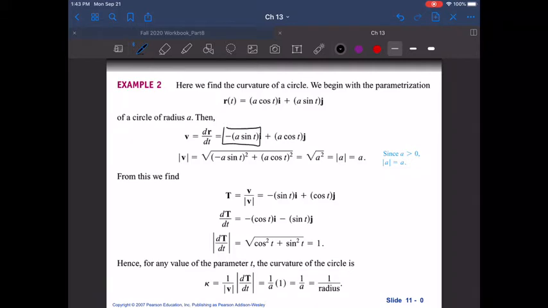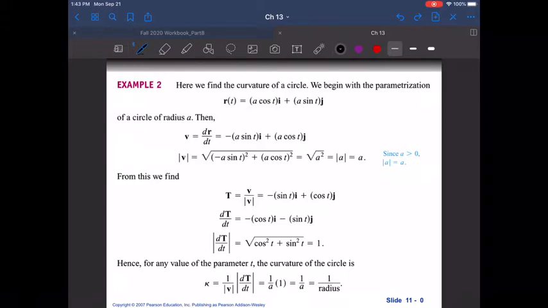Take the i component and square it, take the j component, square it, and take the square root. So that's what we're doing there. And so you end up with sine squared plus cosine squared, which is just a 1, and you end up with the square root of a squared, which is just a, and therefore the magnitude of the velocity vector is just a.